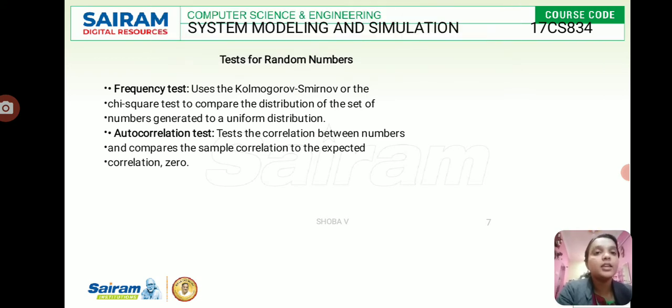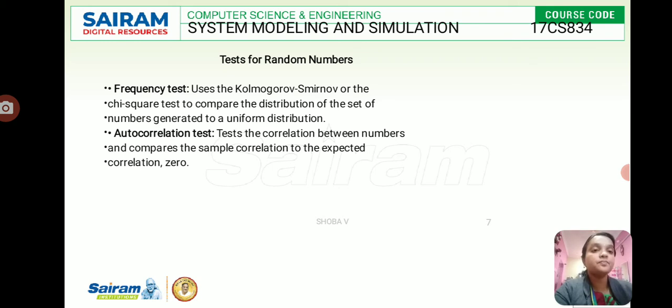Now we will see the tests for random numbers. We have many tests in forthcoming sessions. We can go for the Kolmogorov-Smirnov or chi-square test, and these kinds of tests we will see in forthcoming topics. Now we will see the frequency test and the autocorrelation test. The frequency test uses the Kolmogorov-Smirnov or chi-square test. Whatever it may be, it compares with the existing one, but not with the future one sometimes.